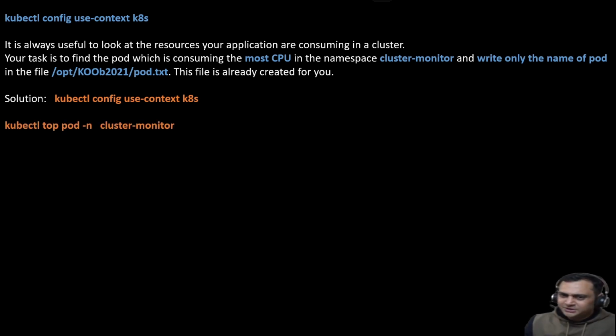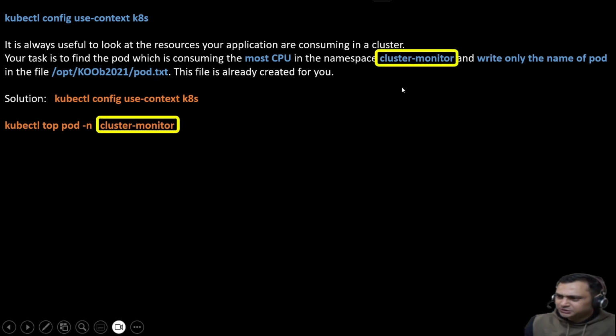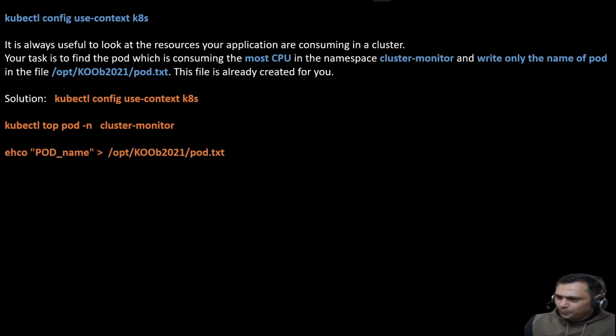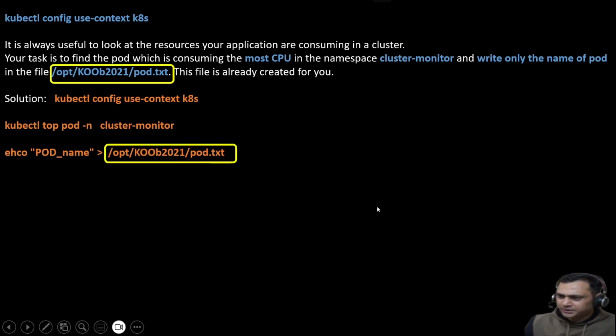We may check the CPU utilization with the help of the top command with kubectl. After that, pod, -n is for namespace. The namespace is cluster-monitoring. This is what is mentioned in the question. Copy the pod name which consumes the highest CPU utilization and paste it in the file that is mentioned in the question here. That's it. Echo the pod name like this one here.